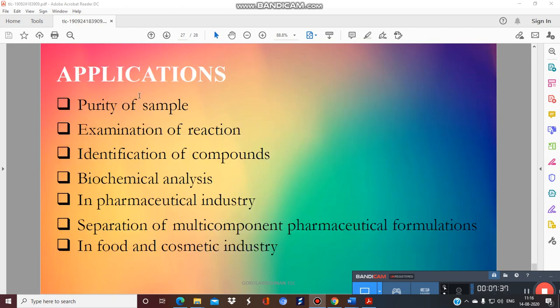So let's see the applications. It is used for checking the purity of a sample. It is used for the examination of any analytical reaction. TLC is used for the identification of compounds, for biochemical analysis, in the pharmaceutical industry, in the separation of different multi-component formulations, and in food as well as the cosmetic industry.